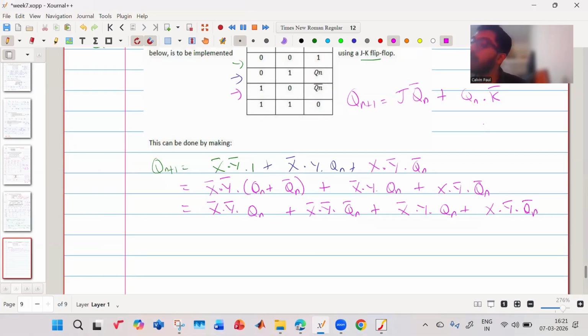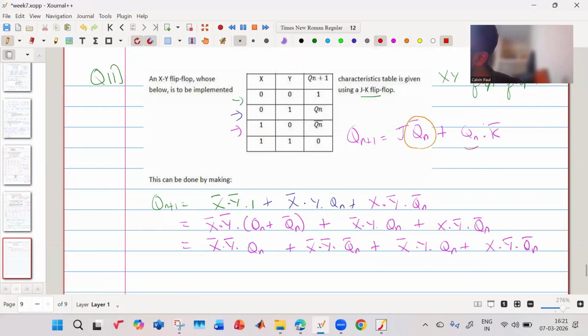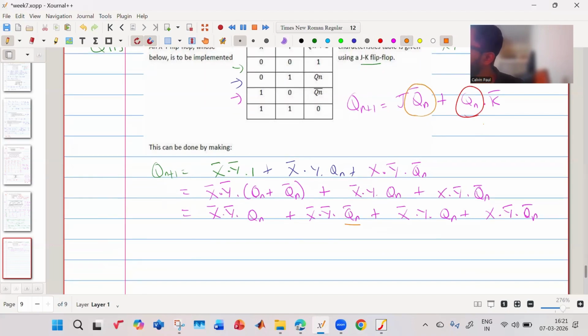Now, it has become more complicated, but what did we want to do? We wanted to simplify it. So what we should do is appropriately group it. What do we want? We want Qn bar, and we also want Qn. So let us look at the expressions where we have Qn bar. So this is Qn bar. This also has Qn bar. This has Qn. This has Qn. So we have to group those things. When we want to group it, we must find what is common. So if you see, X bar and X bar remains common here.